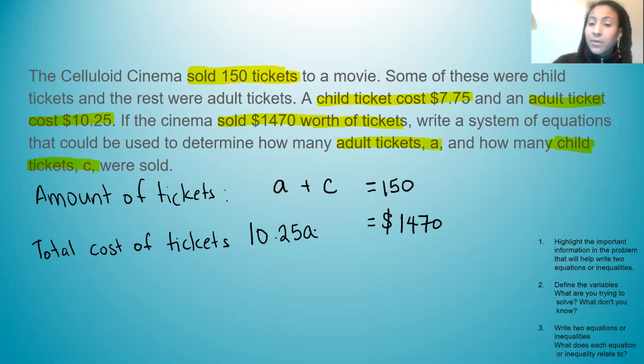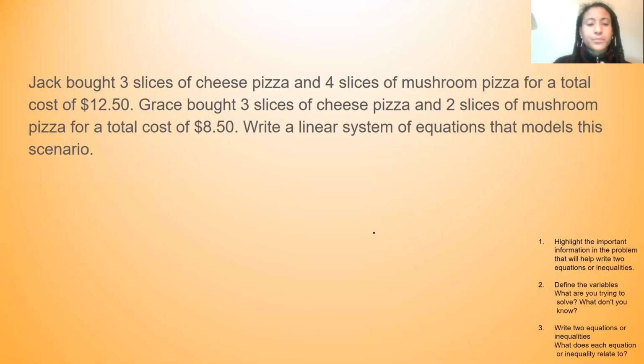And then same thing with the child tickets. I don't know how many child tickets I bought, but I know that each child ticket is worth $7.75. So that will be plus $7.75 C. Okay? Not so bad, right? I hope not. All right, let's check out the next one.